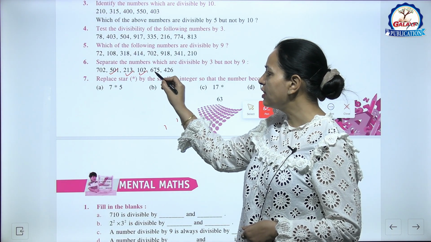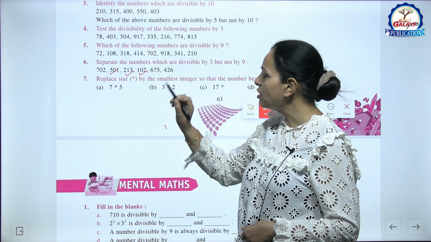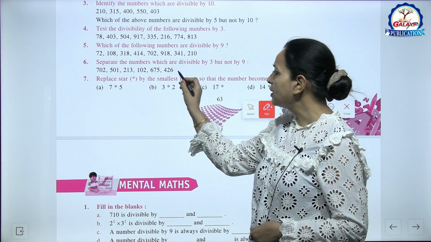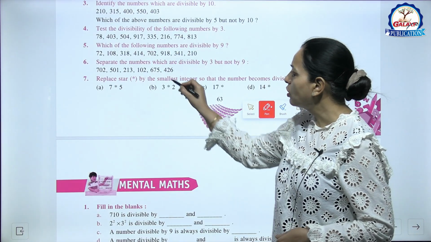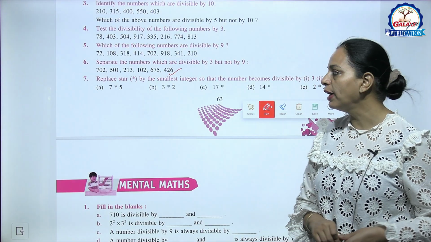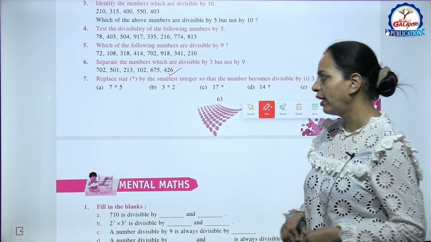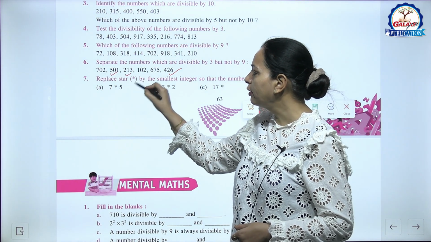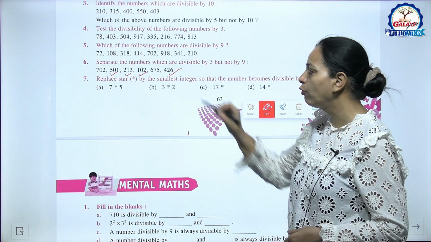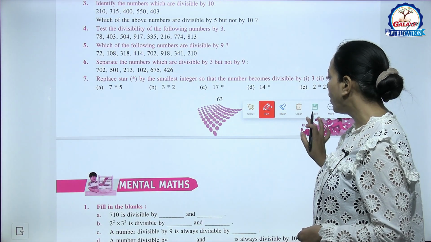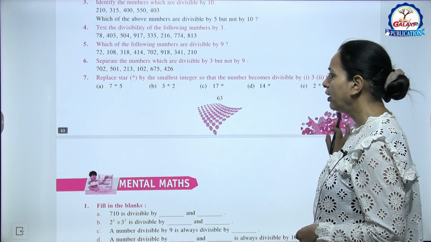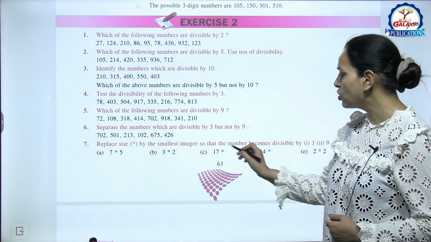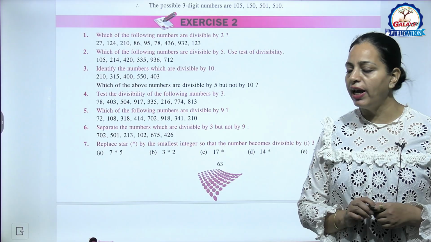675, 6 plus 7, 13 plus 5, 18, दोनों से divisible है. 426, 4 plus 2 plus 6, 6 plus 6, 12. So this number is divisible by 3 but not by 9. तो आपके पास कौन से नंबर आएंगे? 501 and 213 and 102 and 426 are divisible by 3 but not by 9. So now seventh question, replace star by the smallest integer so that the number becomes divisible by 3 and 9.